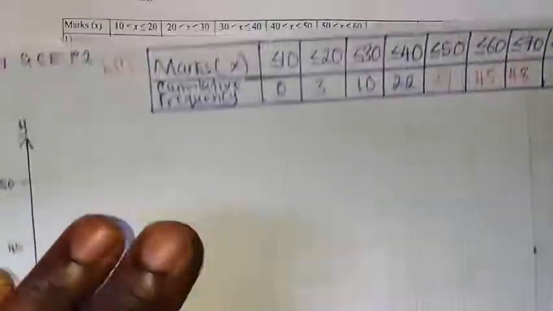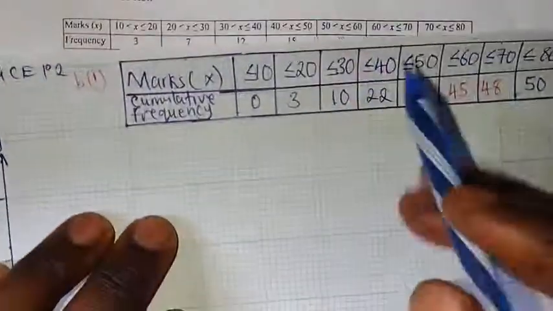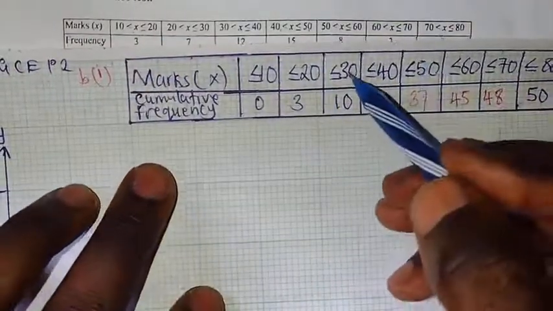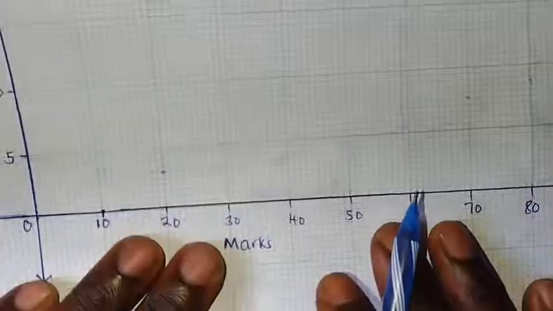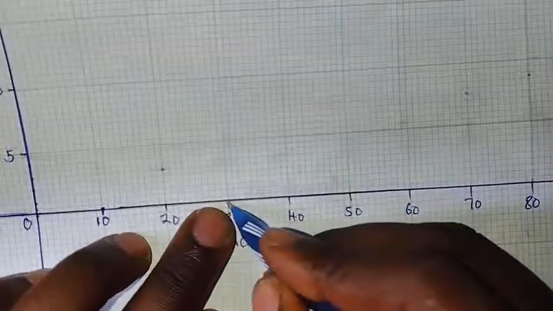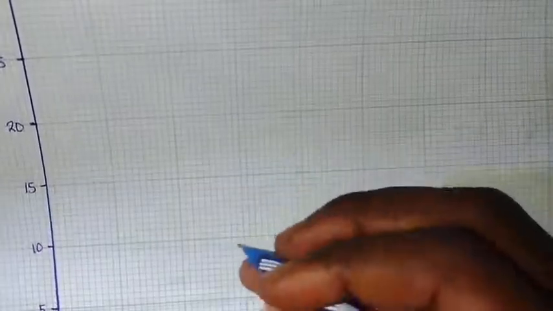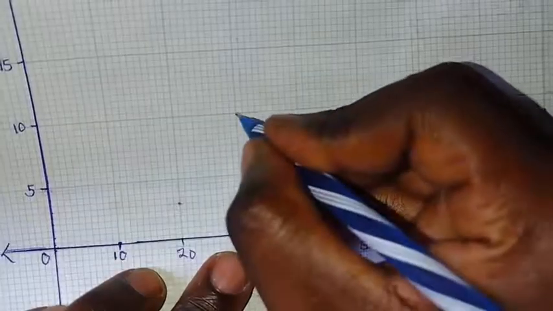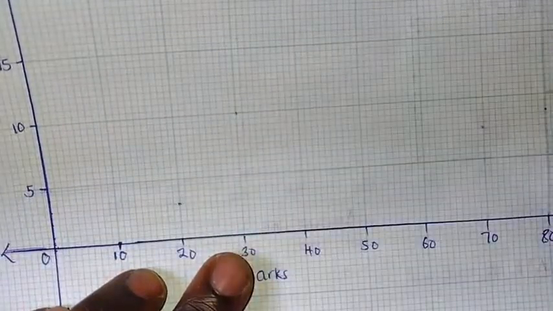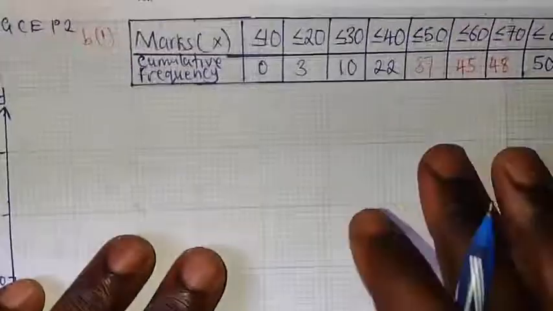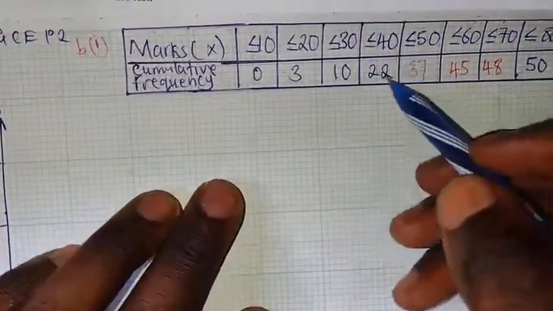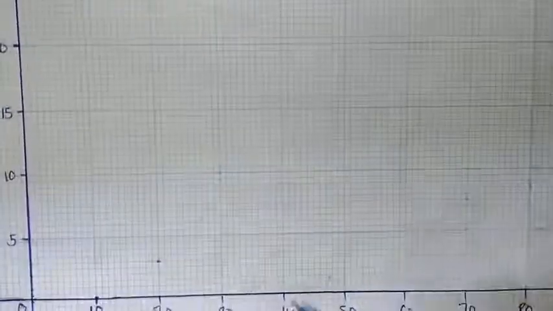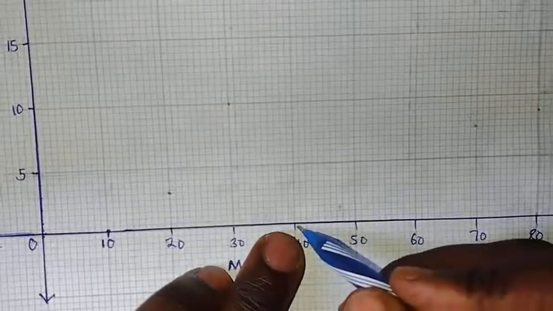The next we have 30, 10. So in the x-axis, our 30 is right here, and our 10 is right here. So I'm just putting the dots. We go to the next one where we have 40, 22. So in the x-axis, our 40 is right here.